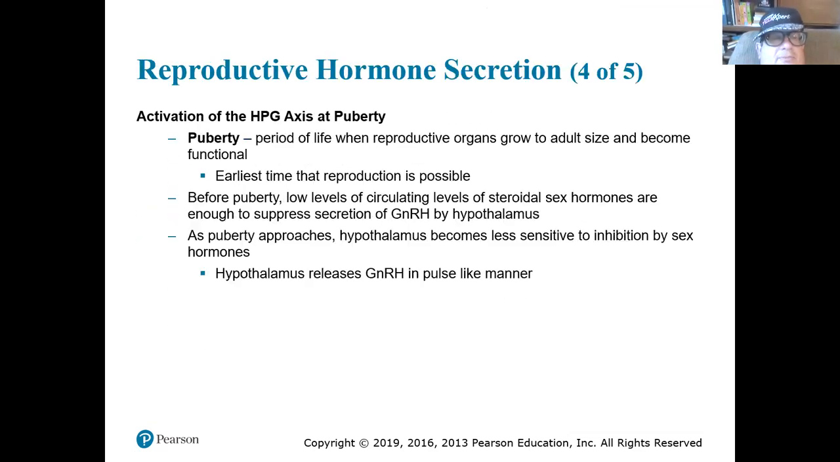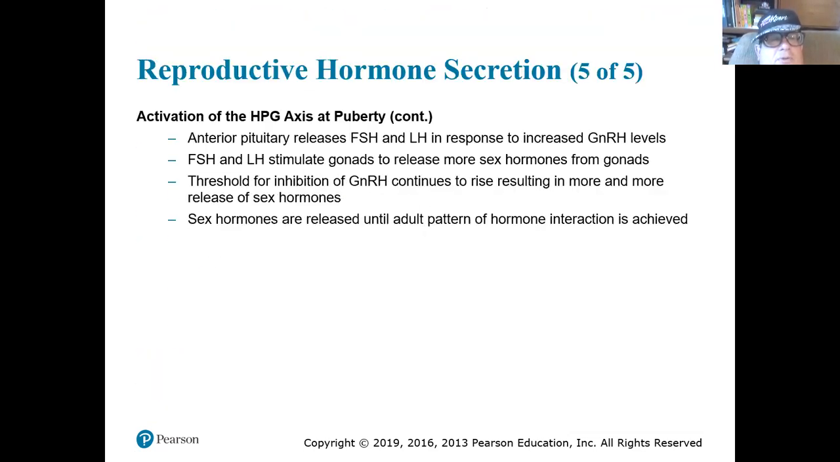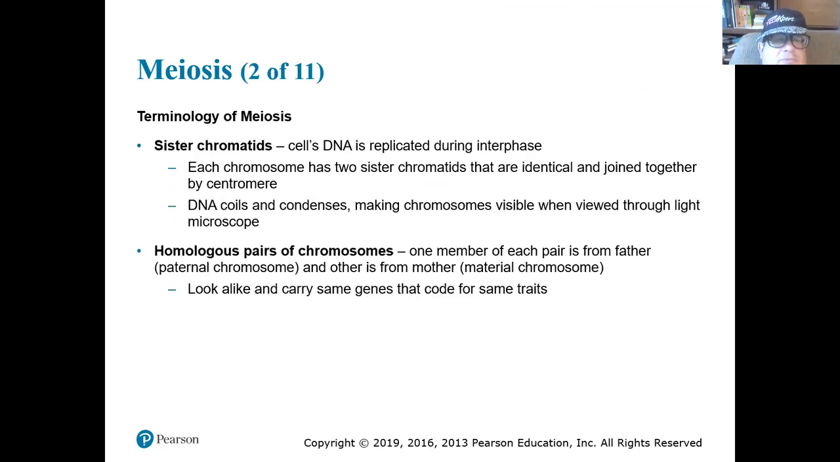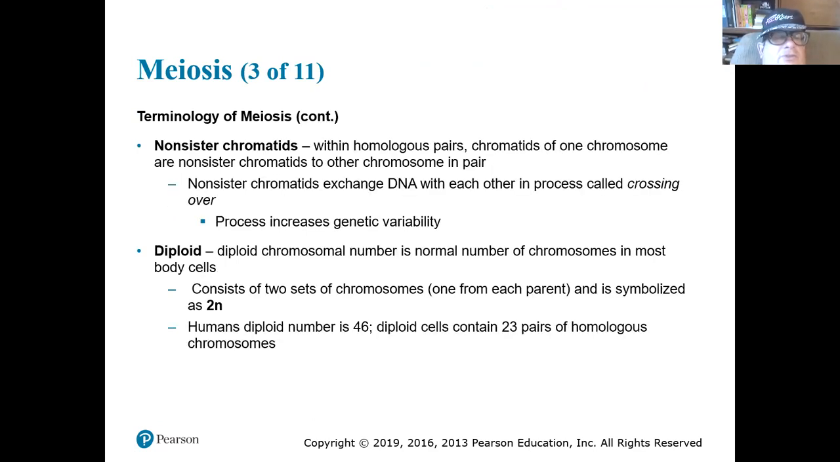Let's go back. So here, homologous pairs are pairs that have the same genes, code for the same traits. They may not have the same version of the gene, same allele, but they've got the same gene. So a gene for hair color will be a gene for hair color on the other chromosome. It doesn't mean that they both say have red hair.